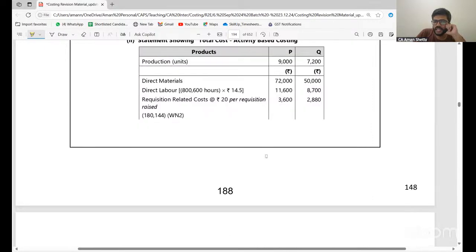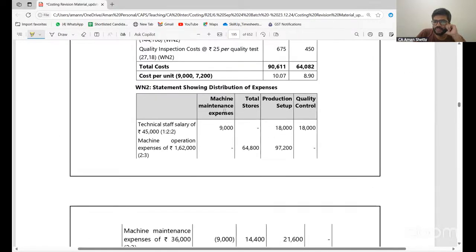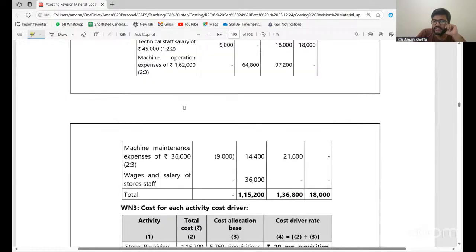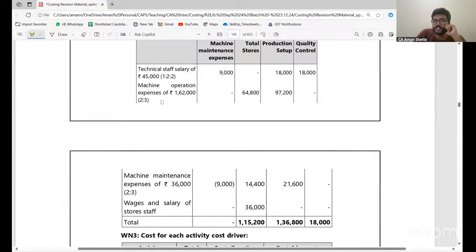Activity based costing, again, I identify the activity pools. Yes, machine maintenance expenses, total stores, production setup, and quality control. Right? Then you identify the cost for each of it. They've given in the question itself in what ratio you have to distribute the costs. Yes, everybody. 1 is to 2 is to 2, 2 is to 3, 2 is to 3. And then wages and salary of stores will go only to stores. Clear? Add all of it. This is basically what my activity pool, cost pool.